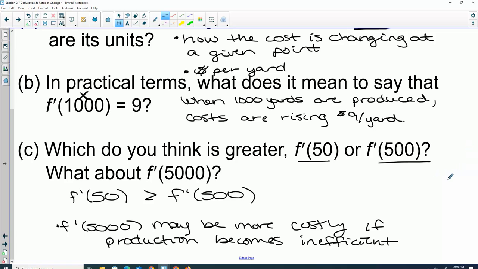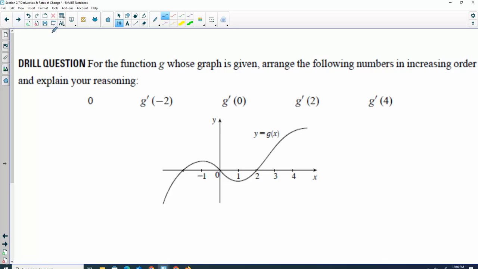So I have really taught all the content. Now we are just going to practice for a while. So I might save some of these for tomorrow. We'll kind of see. I'll do some today and some tomorrow. If this is my graph of g of x, I want to arrange the following in increasing order and explain our reasoning.